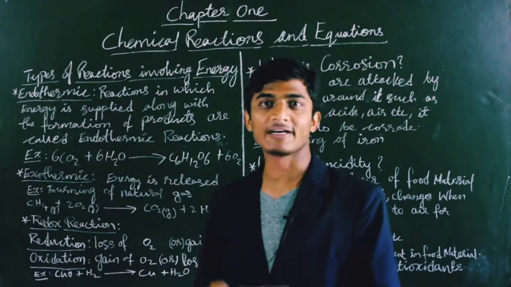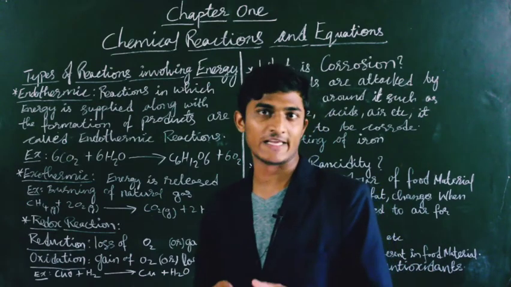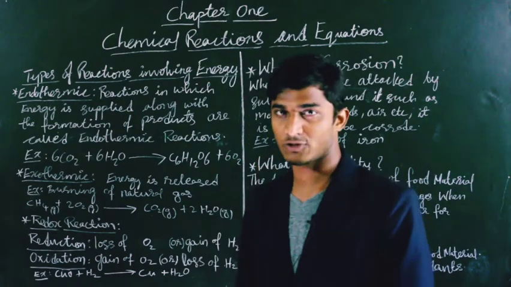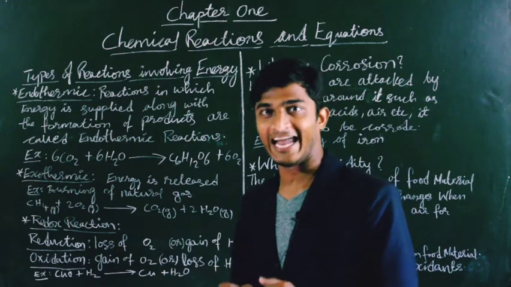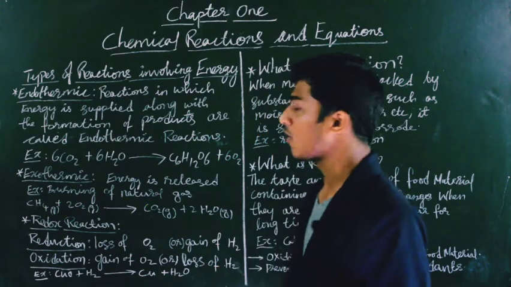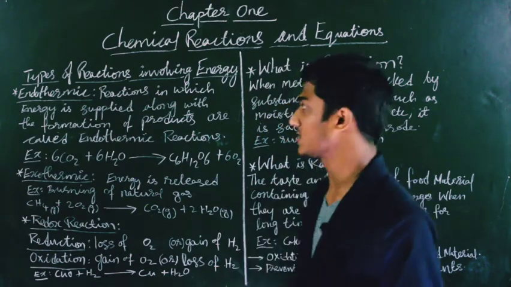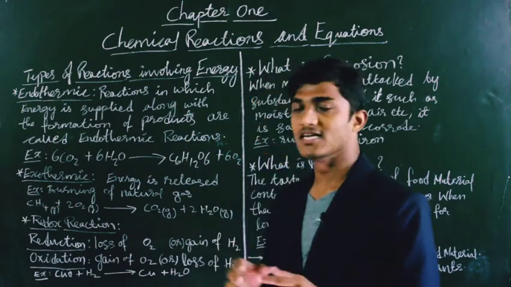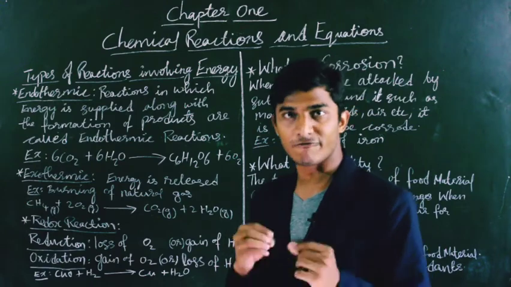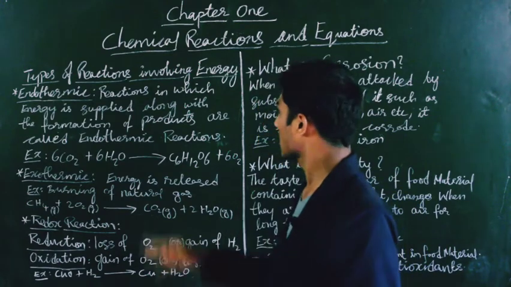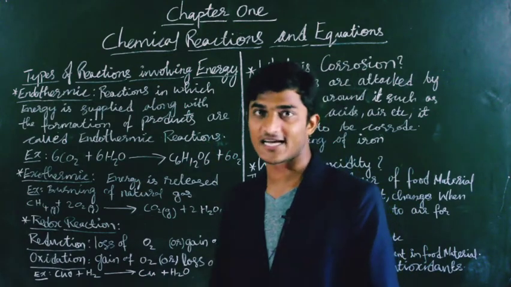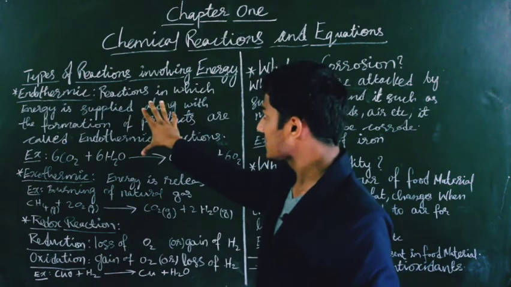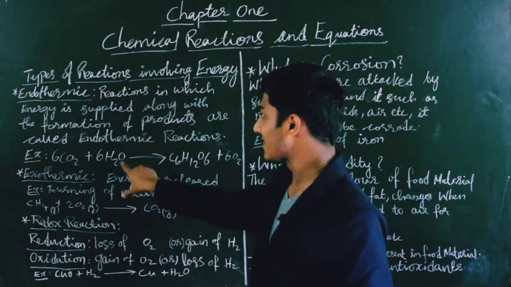What are the different types of reactions that involve energy? There are two different types of reactions. Those are endothermic and exothermic. What is an endothermic reaction? An endothermic reaction is one in which energy is supplied along with the formation of products. We'll understand this definition with an example.